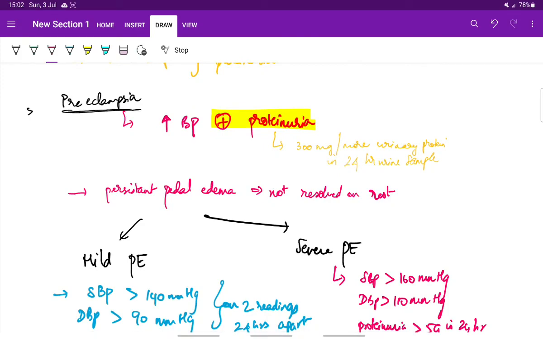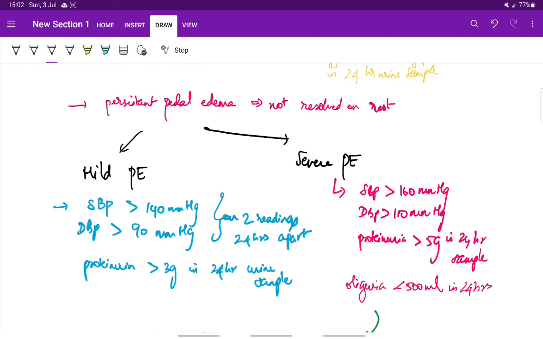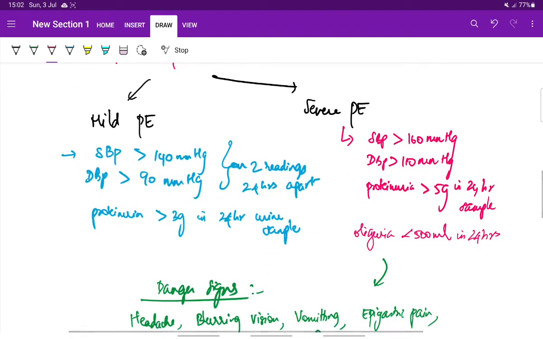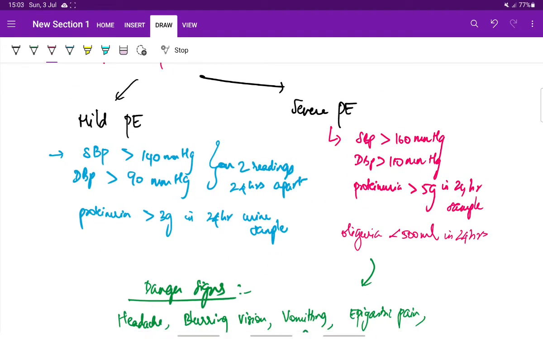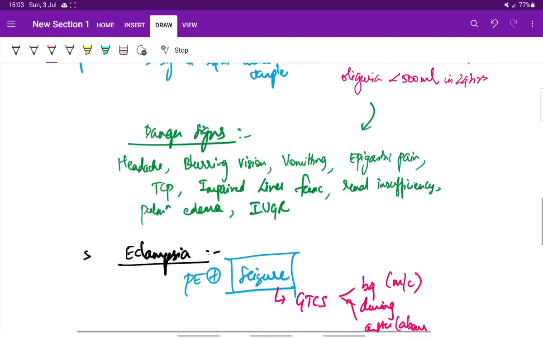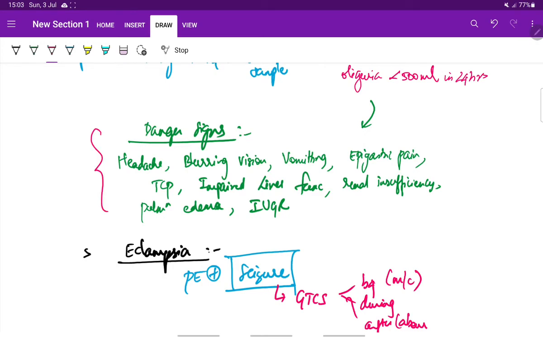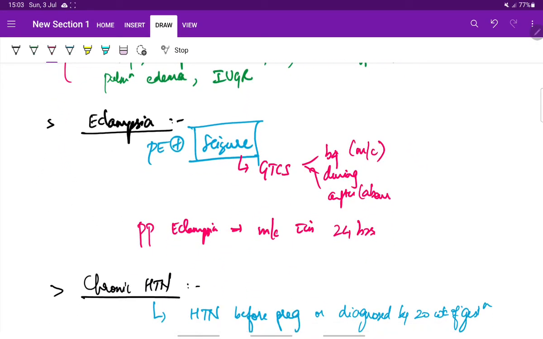Whereas in preeclampsia, there is increase in blood pressure along with proteinuria, and there is persistent pedal edema, which is not resolved on rest. There are two types, mild and severe preeclampsia, and this is the difference between these two. And in severe preeclampsia, there can be some danger signs, which are these. Next, eclampsia. Eclampsia is nothing but preeclampsia associated with seizure, that is hypertension plus proteinuria along with seizure. The seizure is most commonly of generalized tonic-clonic type, which can occur either before, during or after labor.